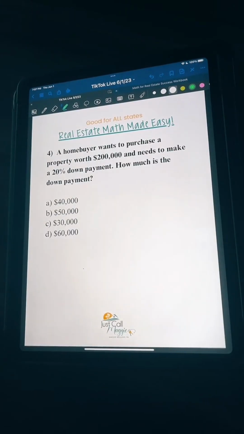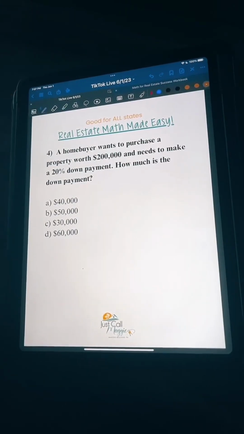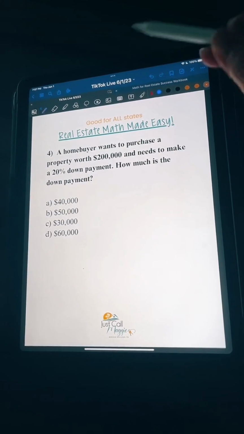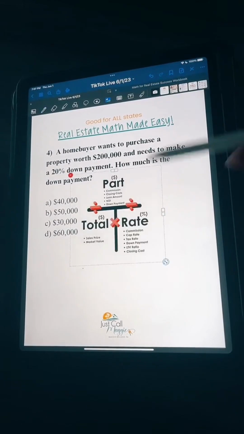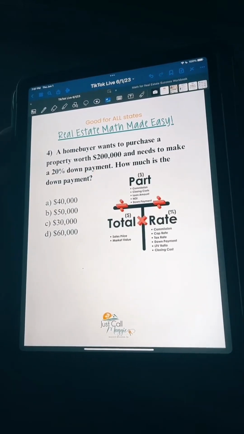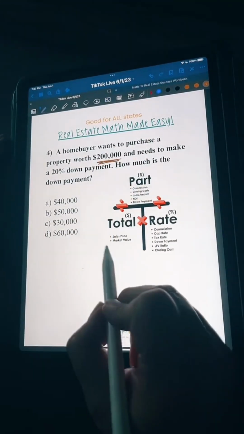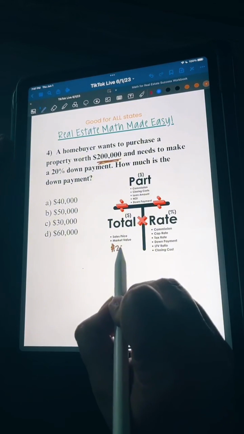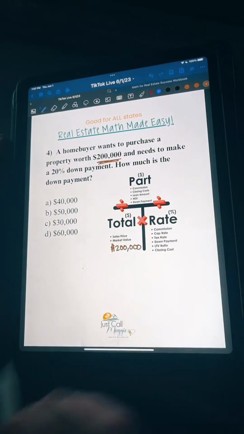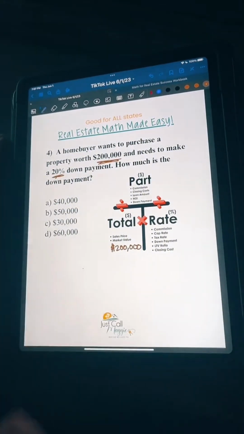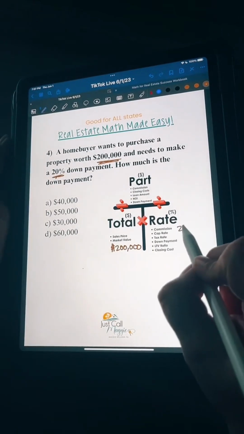Let's look at number 4. It says, a home buyer wants to purchase a property worth $200,000 and needs to make a 20% down payment. How much is the down payment? So we take out our T-chart. Okay. The property is worth $200,000, so there's my total sales price right here. And then she has to put a 20% down payment, so that just goes here.